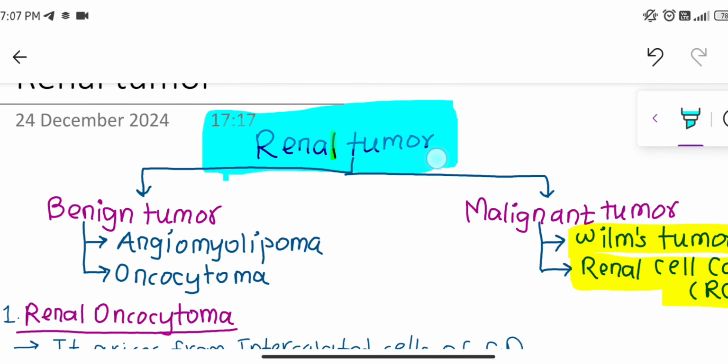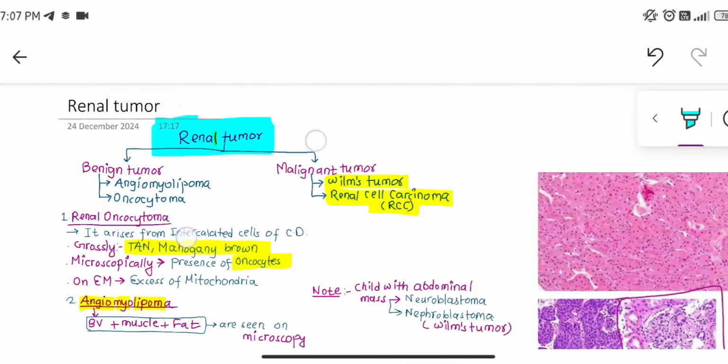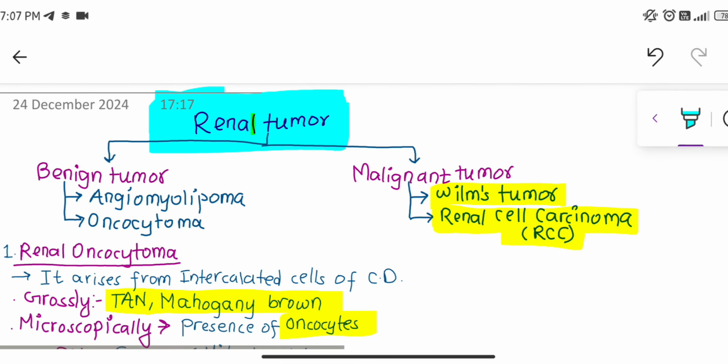This renal tumor is a vast topic, and this vast topic covers maximum MCQs that are going to be asked in your entrance preparation examination. I will clear every concept, and that will help you in solving every MCQ. So we start from the renal tumor.